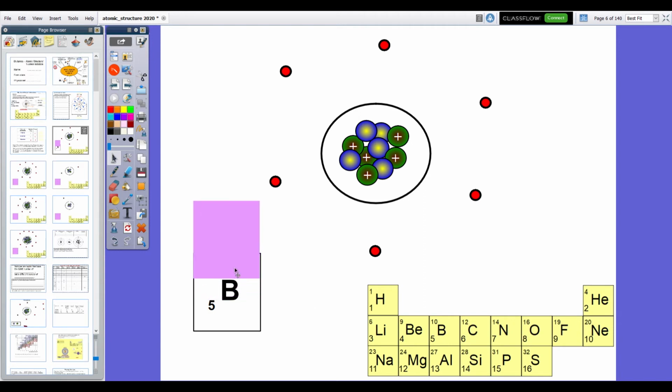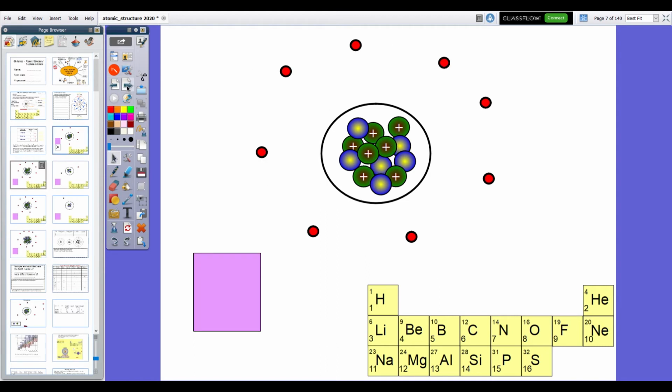So what should the top number be? Well, the top number represents the total number of what we call nucleons in the middle. That's protons plus neutrons, so 10. And that actually is represented the same as the one on the periodic table. It's boron 10. Okay, let's go on to do another one.